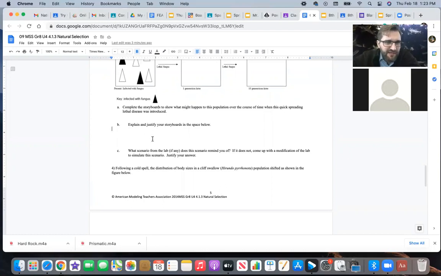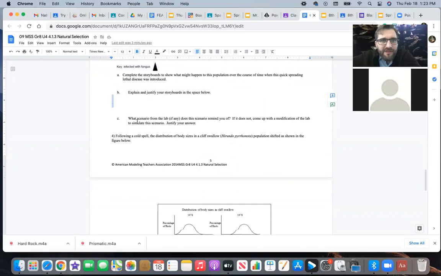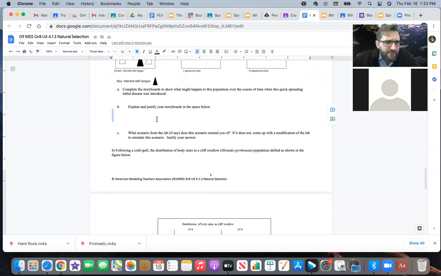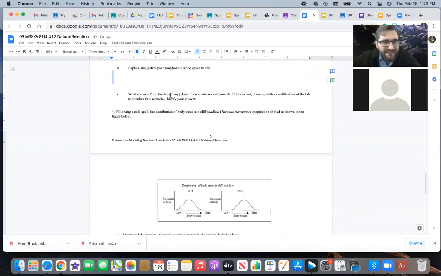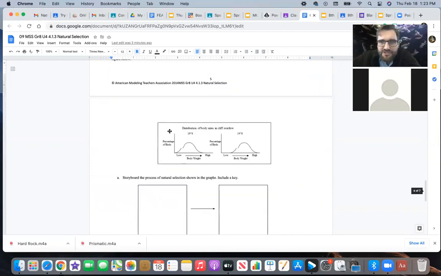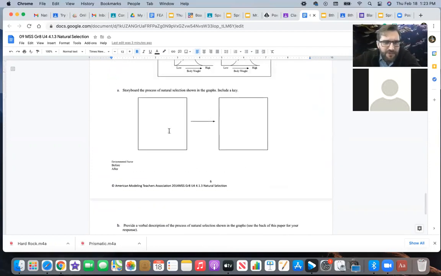So basically just saying, hey, this is what I think is going to happen, and this is why I think it's going to happen. And then what scenario from the lab, if any, does this scenario remind you of? If it does not, come up with a modification to the lab that might simulate this type of scenario. And wink, wink, nudge, nudge. Maybe the invasive species portion is a hint at this. And then question number 4, I think, is our last question.